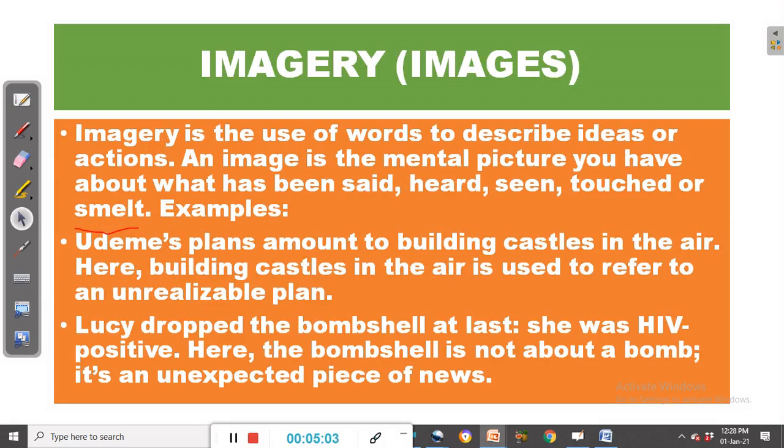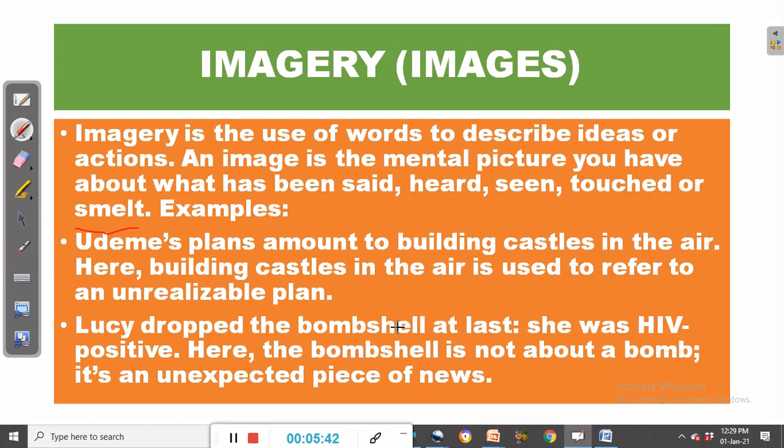Now let's look at imagery. Imagery is the use of words to describe ideas or actions. An image is the mental picture you have about what has been said, heard, seen, touched, or smelled. Examples: Udeme's plans amount to building castles in the air. Here you discover building castles in the air is used to refer to an unrealizable plan. But first you need to understand what kind of picture this expression gives you.